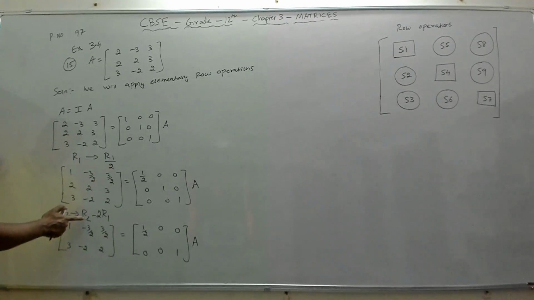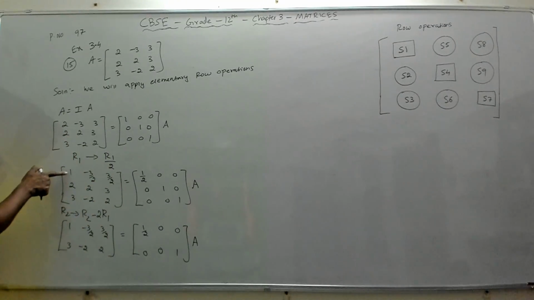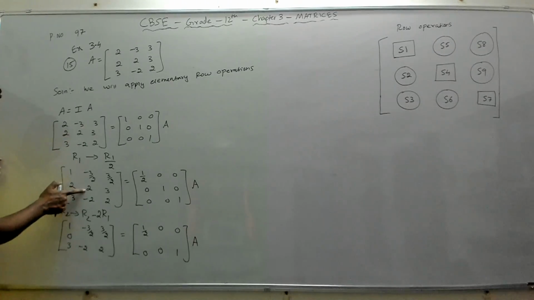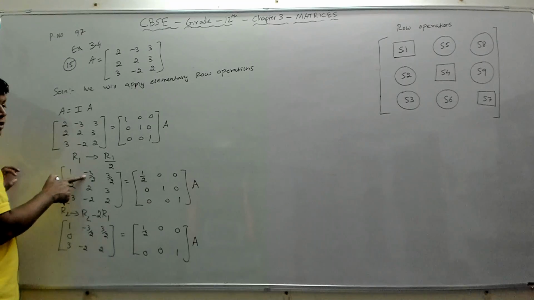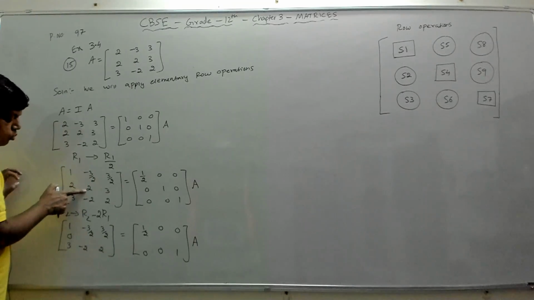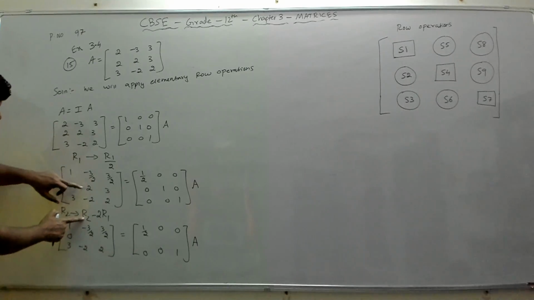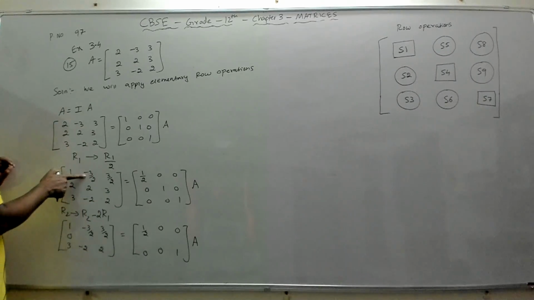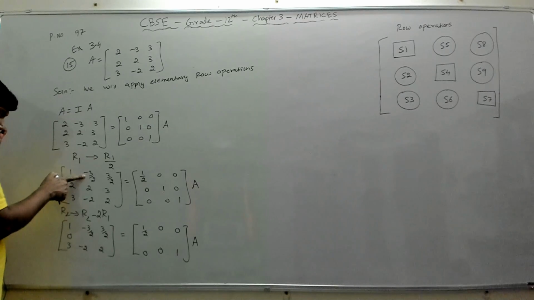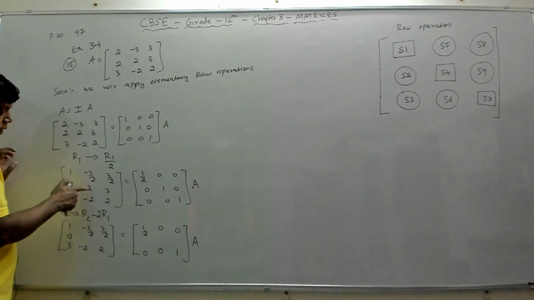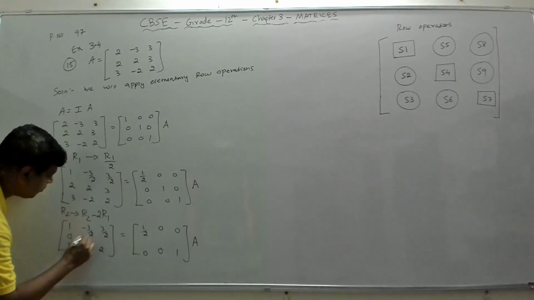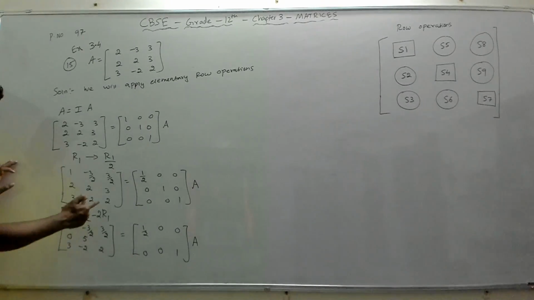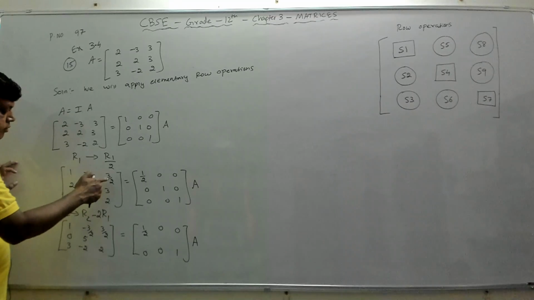Then we have to apply this. R2 is R2 minus 2 times R1. So 2 minus 2 times 1 is 0. Then 2 minus 2 times minus 3 by 2. So this is R2, R2 minus 2 times R1. 2 minus 2 times this will become 2, 2 will get cancelled, 2 plus 3 will become 5. Then again 3 minus 2 times 3 by 2.